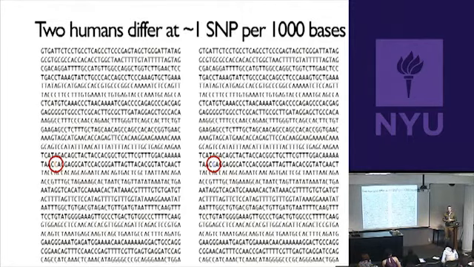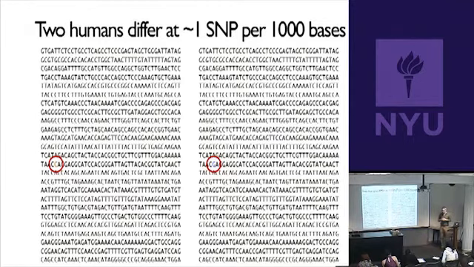What's the calculation you want to do? So, 3 billion divided by 1,000, right? The whole genome's 3 billion long. Every 1,000 bases, there's a difference on average. So 3 billion divided by 1,000 is 3 million. Okay, so on average, two people will differ at 3 million places in their DNA, single letter changes, right?